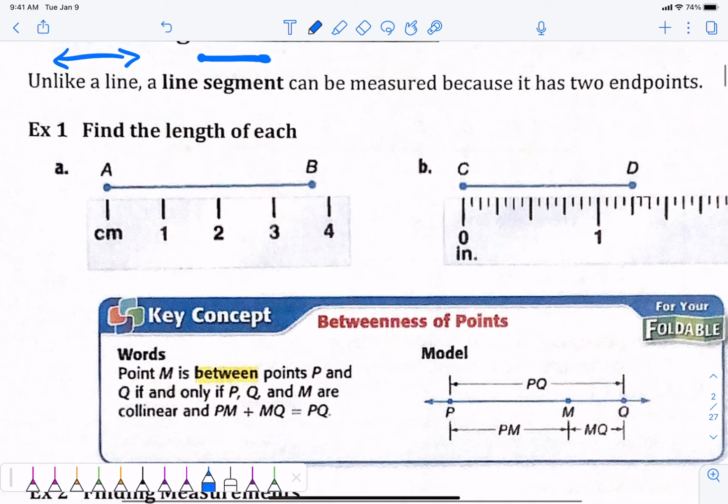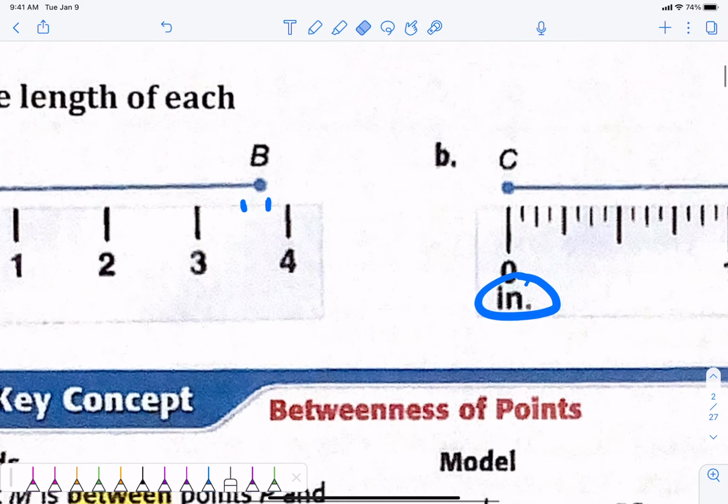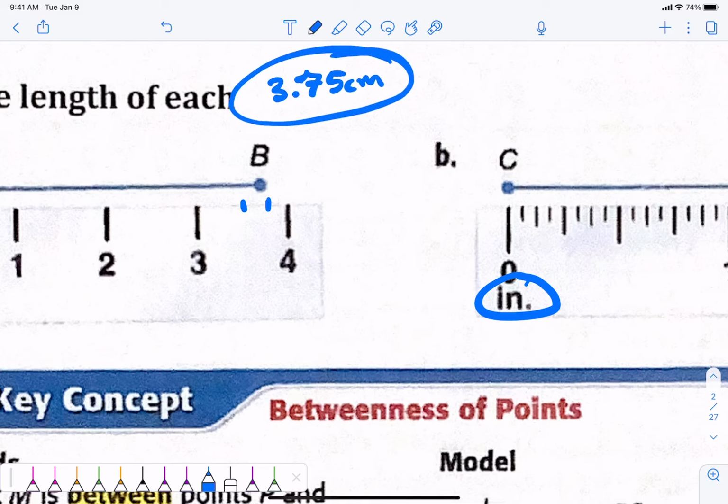In example 1, the first one we're doing is measured in centimeters. The second one, in part B, is measured in inches. We're going to see what the length of each one is. In part A, how long would you say that is? It's not quite 4. 3.5 would maybe be there, and 3 3/4 maybe. It's a little less than that, but I think we went with 3.75 centimeters this morning. It's going to be pretty darn close.